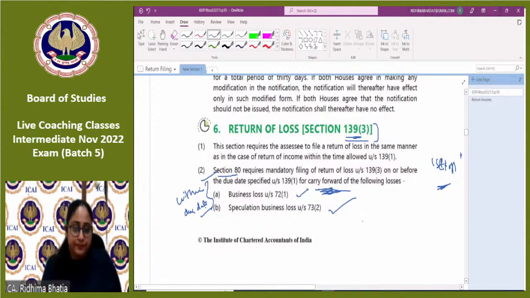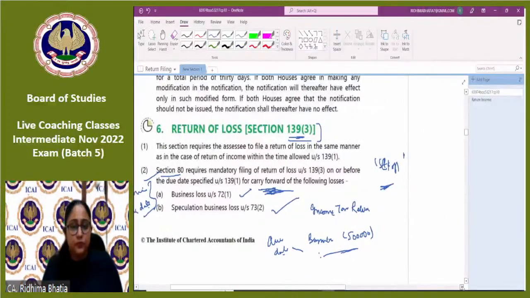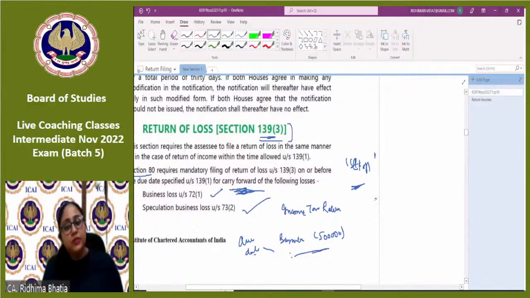Please listen carefully. This is my income tax return. Here I have only a business loss of 5 lakhs. If I want to carry it forward, I have to file it within the due date, simple. Now let's come to next year. This is my first year. Let's come to the second assessment year. I had business income of 7 lakhs in the second assessment year.